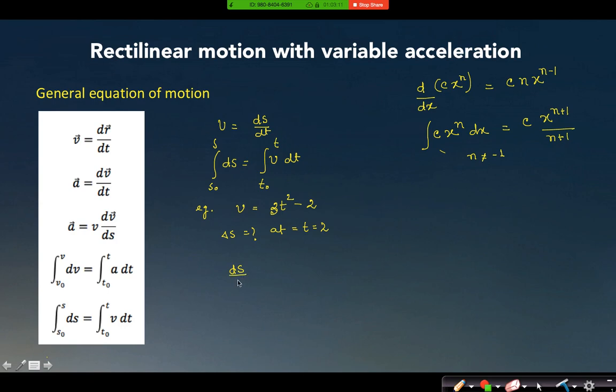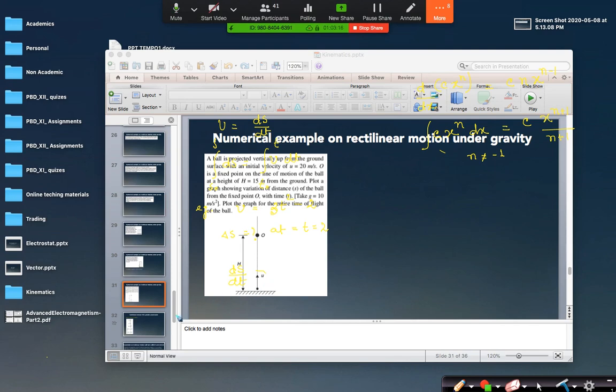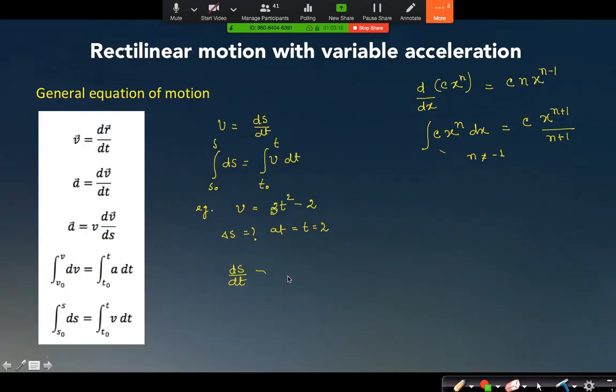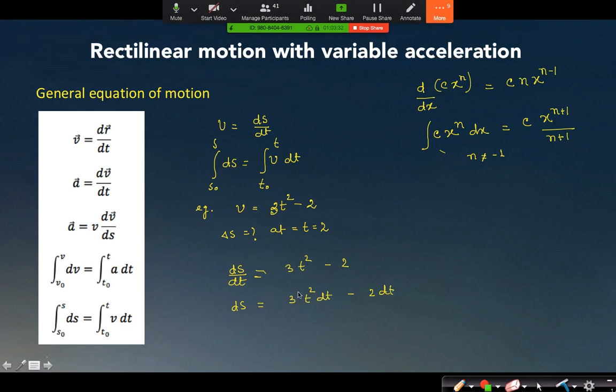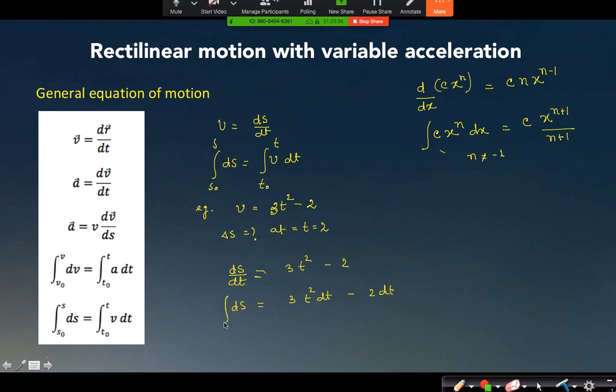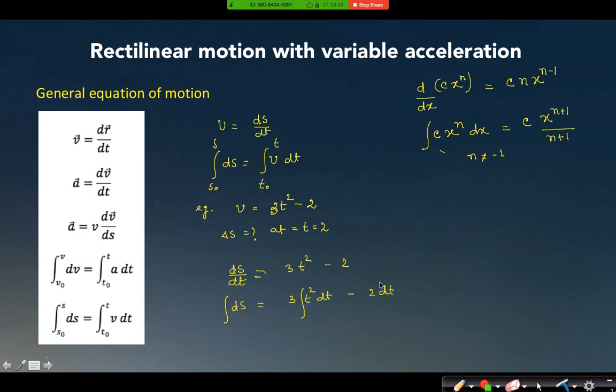So my answer will be: write v as ds by dt, and you will get that ds by dt is equal to 3t square minus 2. What will be ds now? It is 3t square dt minus 2 dt. Do you follow the process steps? So if I integrate this, then I will find this. I can take constant terms out of the integration, right? Can you see this integration? Now what will be the limit?